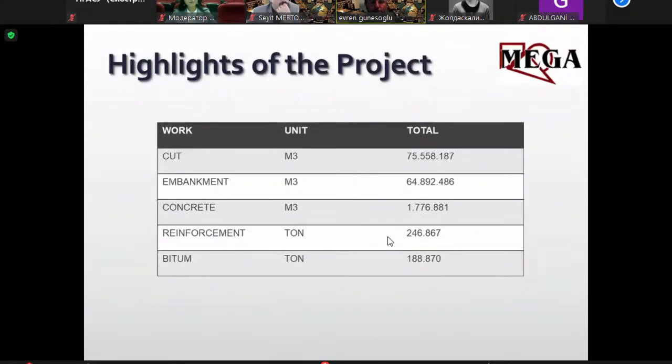The project includes approximately 75 million cubic meters of excavation, 64 million cubic meters of embankments, 2 million cubic meters of concrete, 250,000 tons of reinforcement and nearly 200,000 tons of bitumen.